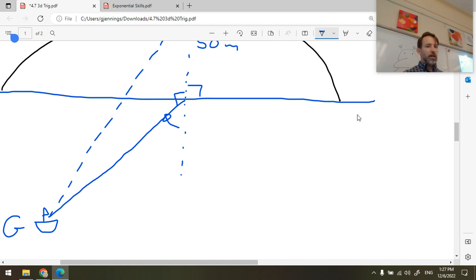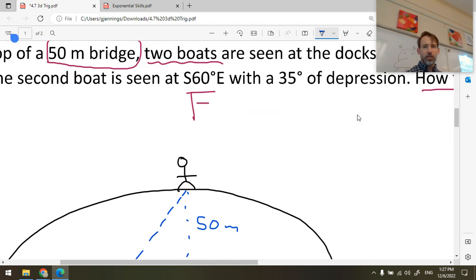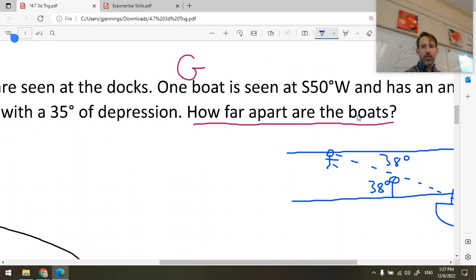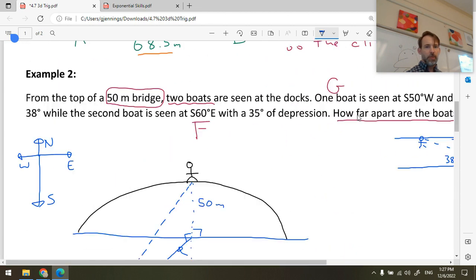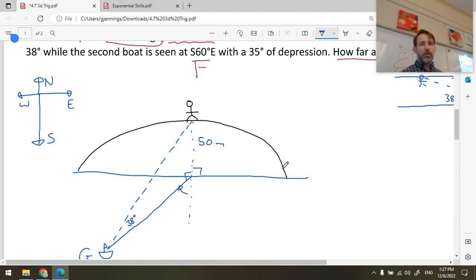Because he's looking, and then this is 38 degrees, right? Because we said 38 degrees. He's looking this way, but the boat's going this way, and has an angle of depression of 38 degrees. Okay. So the second boat is at south 60 degrees east. Oh, we forgot to label this. This is 50 degrees off of south.